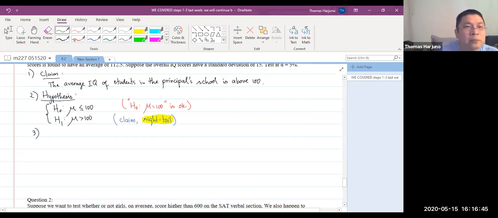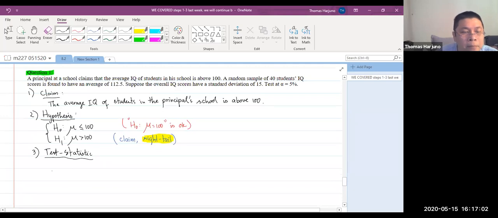Step 3, test statistic. The test statistic, the x-bar, is 112.5. That's the sample average. This is the sample size. This is the sample average. And then we have the population standard deviation to be 15. So minus 100 here.